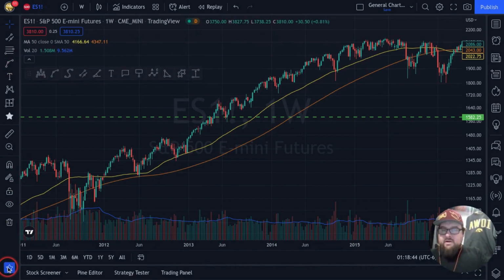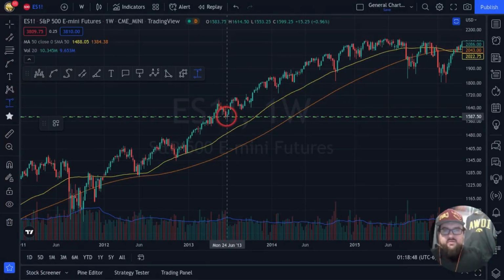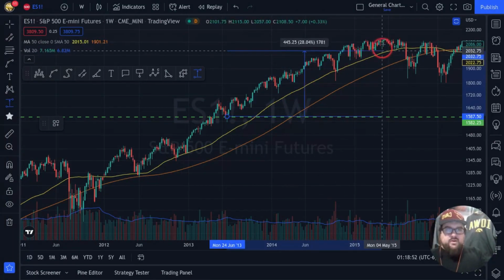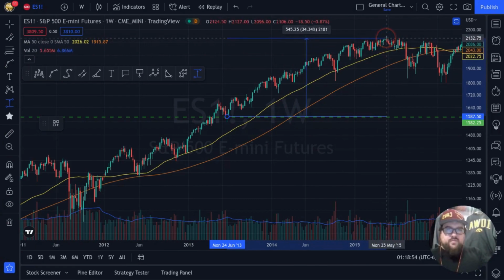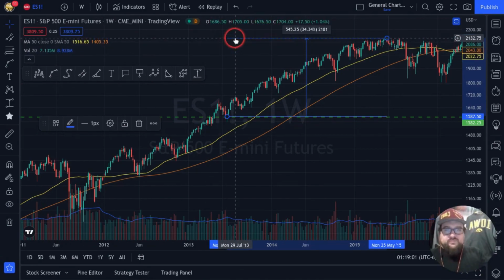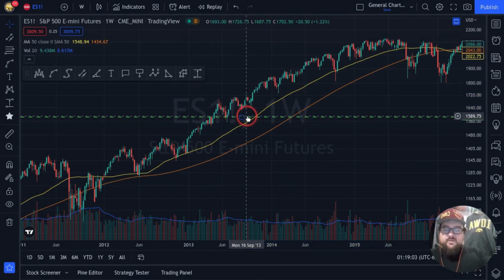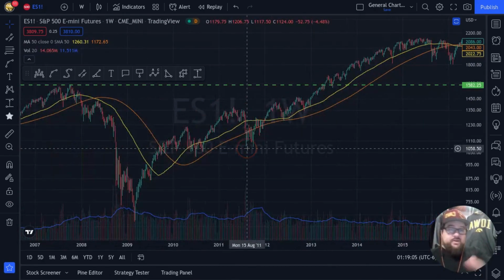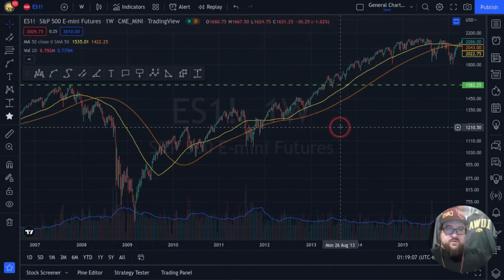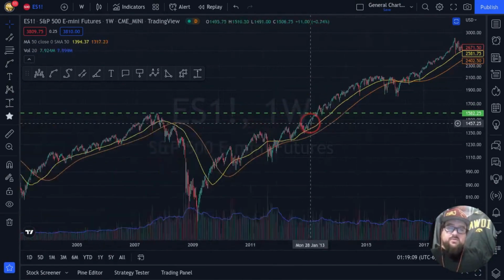So let's see here. Yeah, we do have it. After we did the back test here in June of 13, we ran up an additional 34% by the time that 2015 came along. So that's a really nice return on the most simple indicator that we have. Does it have resistance in this zone? If not, then it'll continue to run higher.